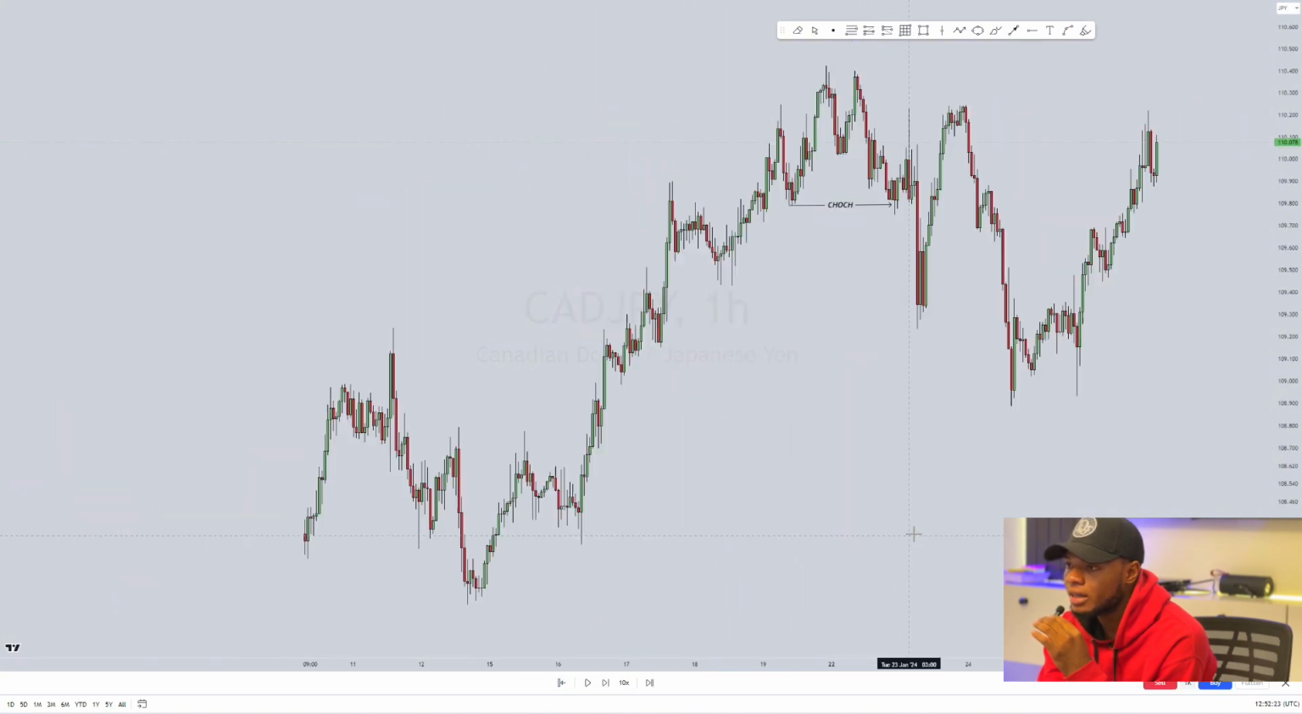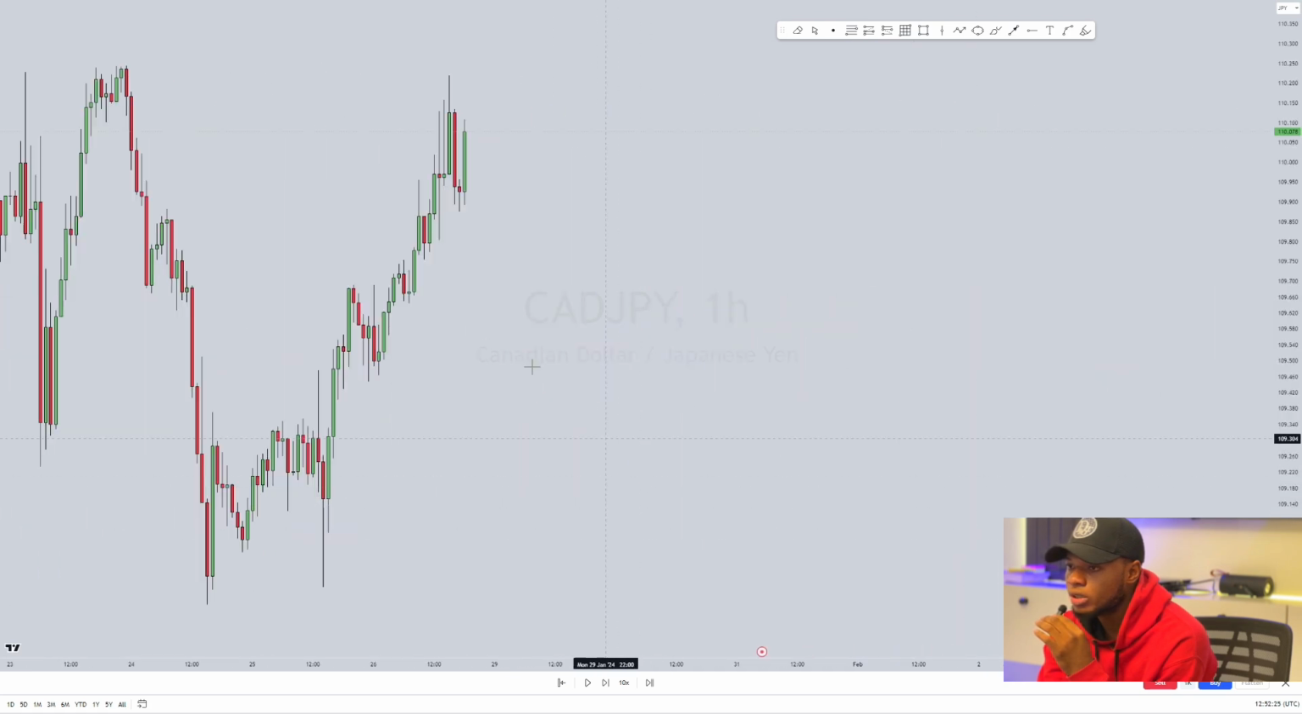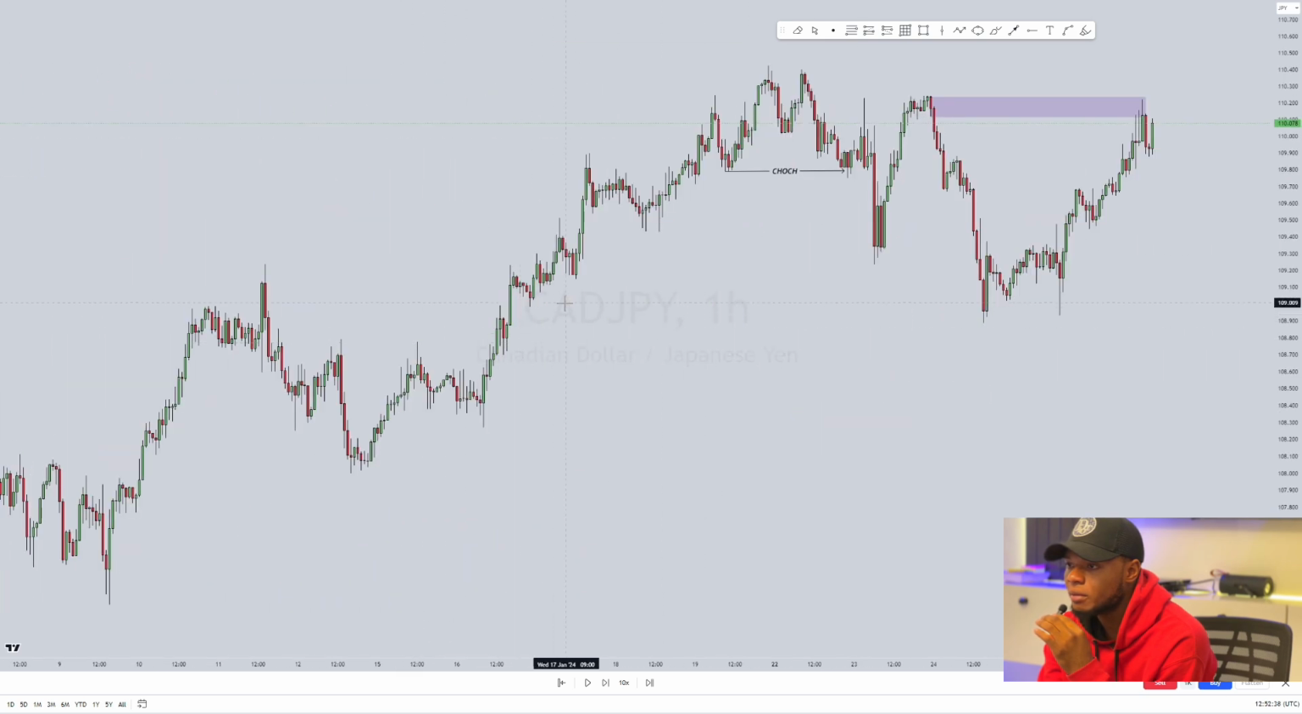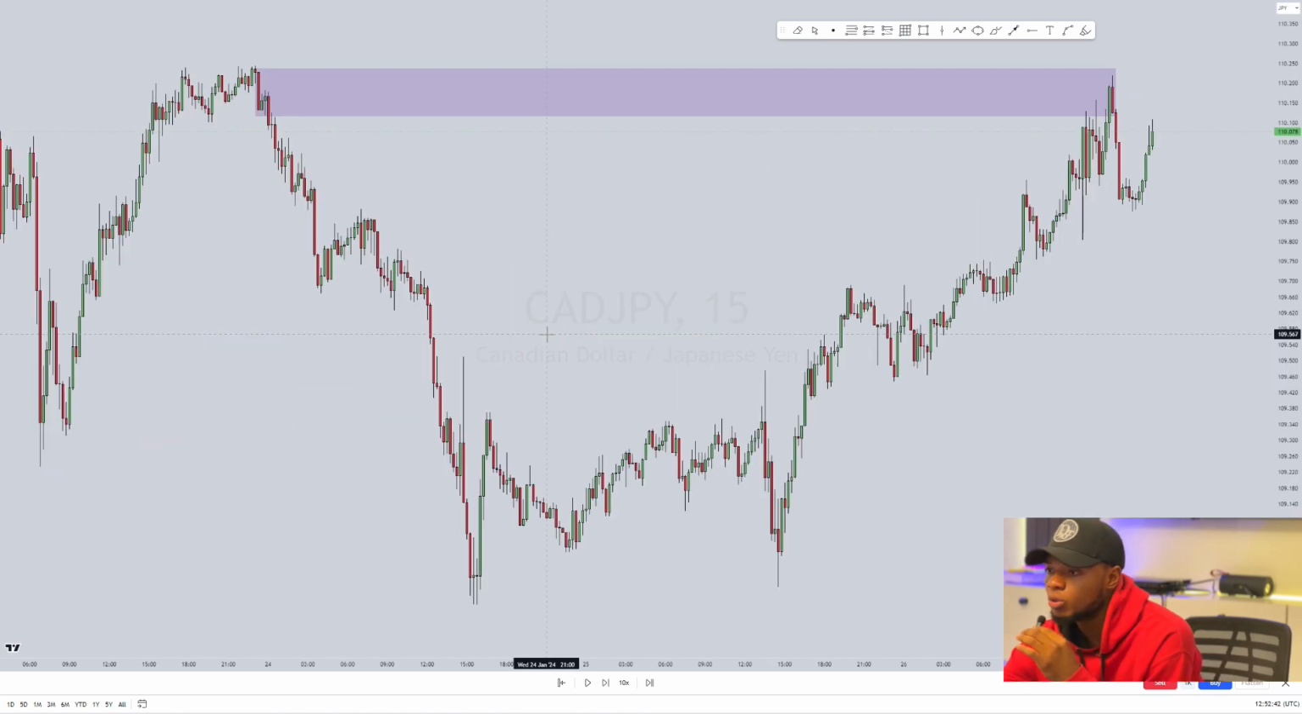The first thing that I saw on CAD JPY was this unmitigated area of supply right here. This guy right here, and it's on the extreme. Now, basically, the reason why I tried selling from here is because price has been bullish. We go to the 15 minutes time frame. Like I said, I use the 15 minutes time frame, stroke the 1 hour time frame.